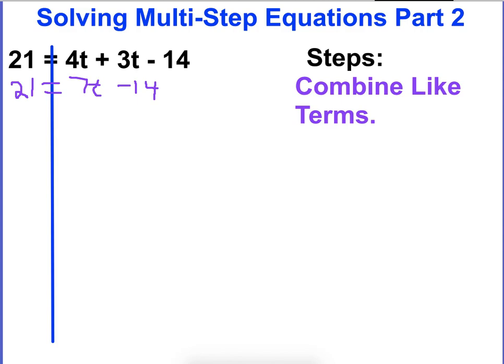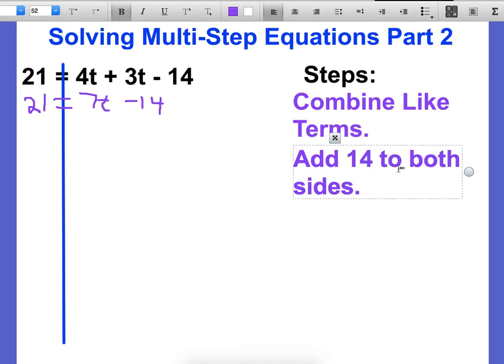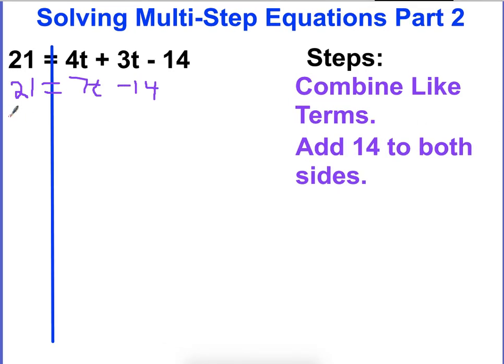All right, now we'll do our inverse operations again. Opposite of minus 14 is going to be add 14 to both sides. So go ahead and do that. You're going to write plus 14. Okay, and left side, that's going to end up being 35. Right side, those 14s are opposites, so that's 0. You just have 7t left.